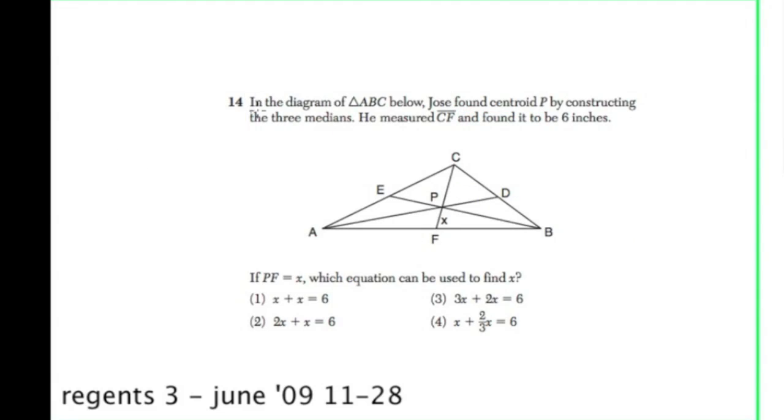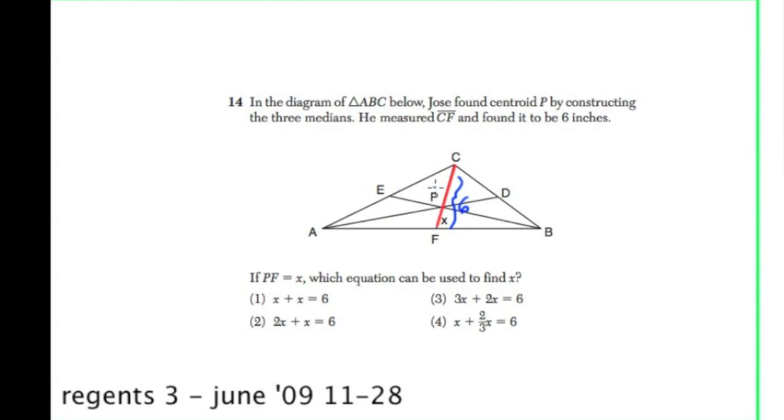So question 14. In the diagram of ABC, Jose found centroid P by constructing medians. He measured CF, and he found it to be 6 inches. Why not mark that? So that thing is 6 inches. So if PF is x, what can be used to find x?